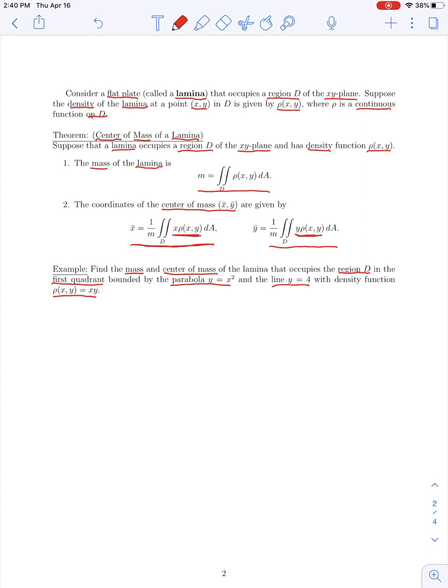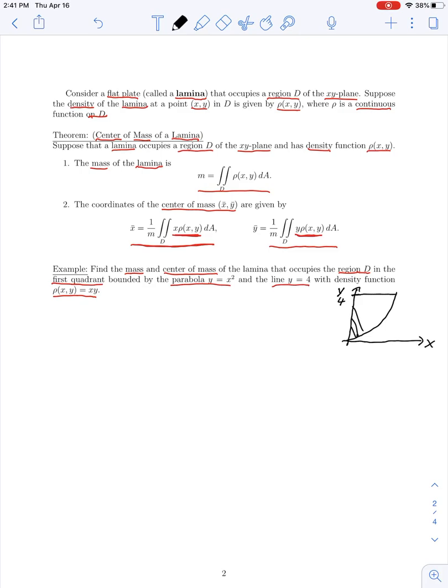So let's start by visualizing our plane region here. So we're talking about the region in the first quadrant of the xy plane, which was bounded by the parabola y equals x squared. So that is the parabola whose vertex is at the origin opening upward, and the line y equals 4, which is the horizontal line passing through y equals 4.